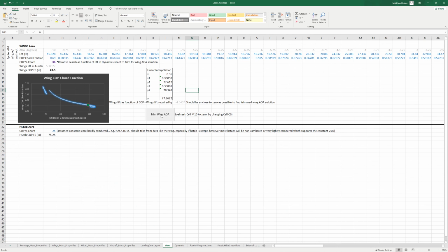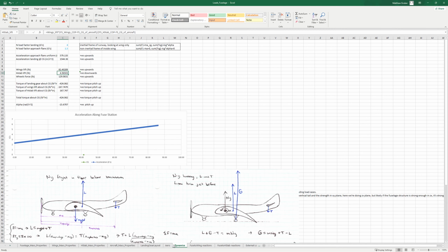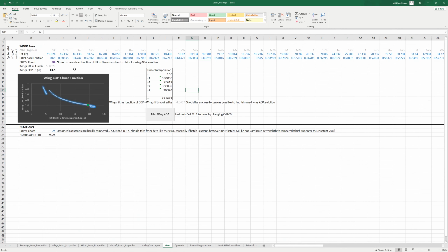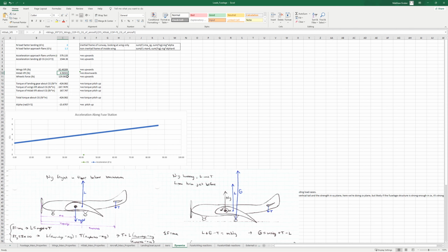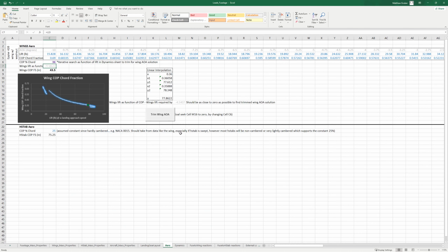And I've made this button here that can move this around and recalculate this dynamic sheet until the difference between the lift that you're getting from this table and the lift that you're acquiring from the free body are the same. So the difference is 0.